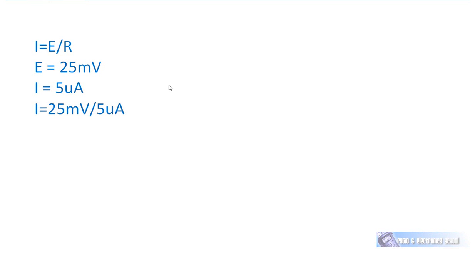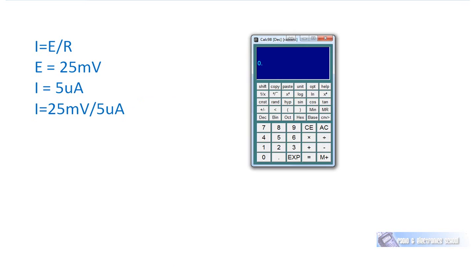I've got a problem on screen. We're going to use the equation I equals E over R, the basic Ohm's law equation, but the voltage is 25 millivolts and the current is 5 microamps. So I equals E over R comes down to I equals 25 millivolts divided by 5 microamps. Now let me show you how I would do that on my calculator. So we're going to have to do the division, 25 millivolts divided by 5 microamps.